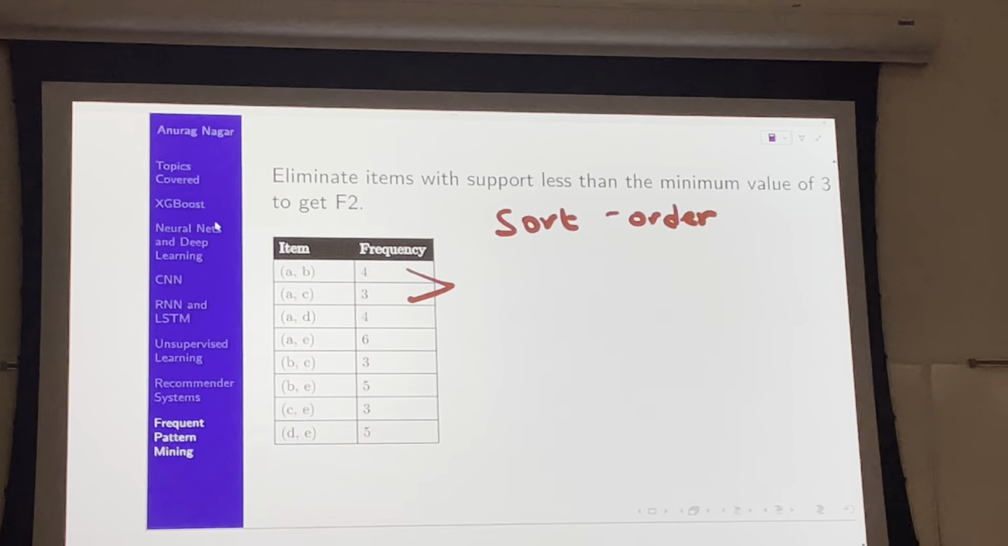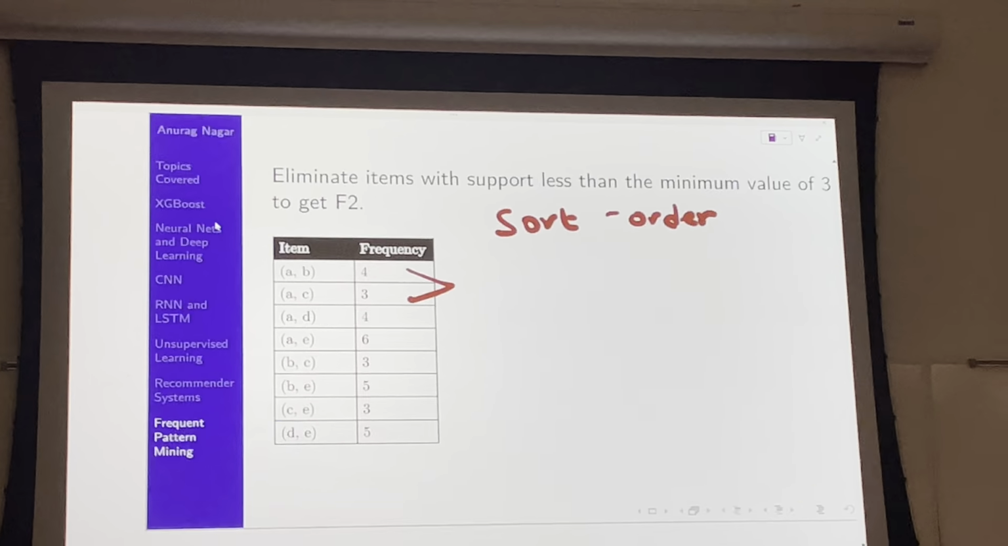Similarly, I can say ACD, I don't have to do a count because ACD cannot be frequent, because CD is not frequent. So that is called the a priori property. So using the a priori property, I can do that. Now, after doing that, you can do a self join again.